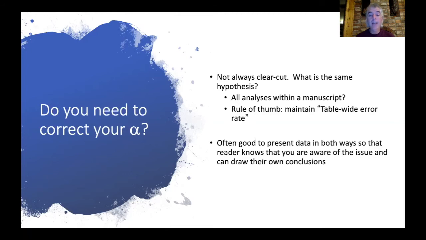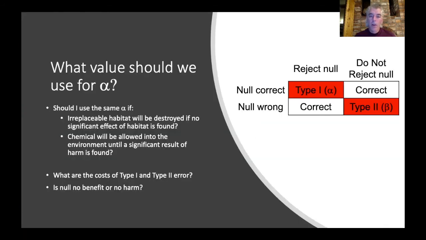At the end of the day, it's often a good idea to present your results both with and without a correction for multiple tests so that the reader can draw their own conclusions. There are other situations in which we should give some thought to what an appropriate alpha level is, even when we don't have repeated statistical tests of the same biological hypothesis.